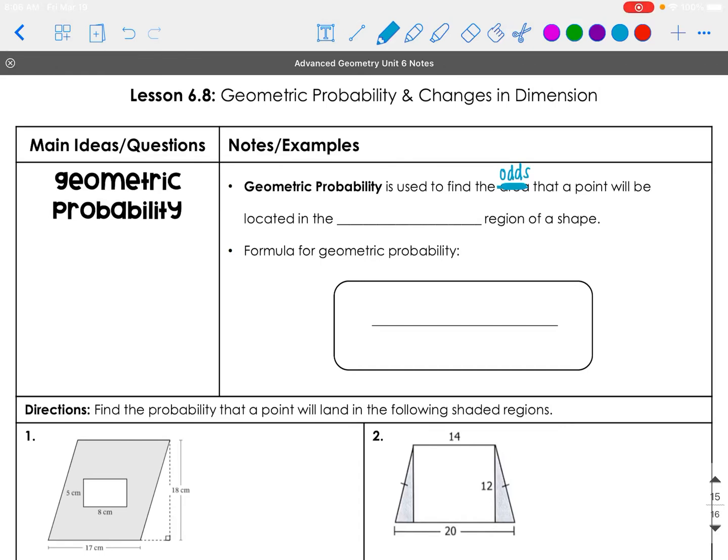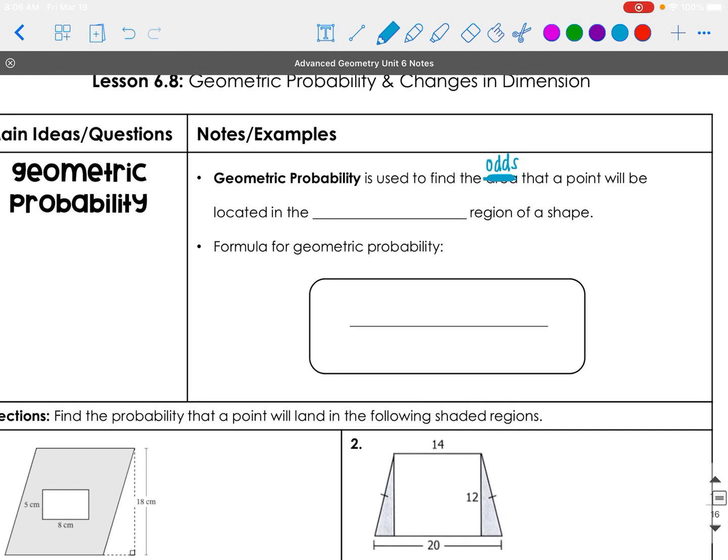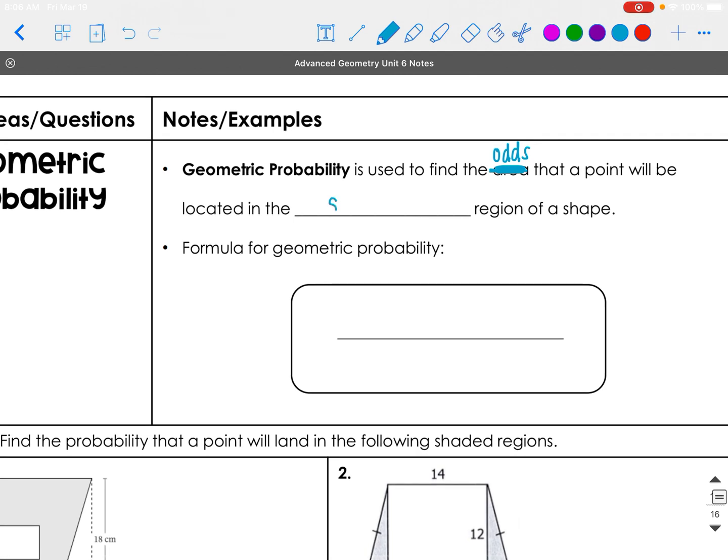Hey guys, in this video we are finishing up Unit 6 and we're going to be talking about two things, geometric probability and changes in the dimensions of figures. So geometric probability is used to find the odds or the probability, not area, that a point will be located in the shaded region of a shape.